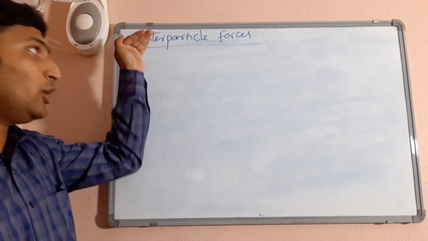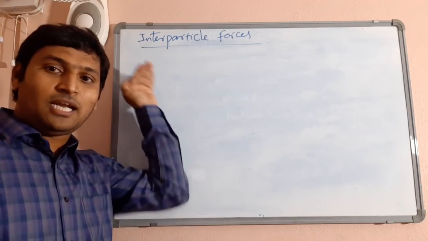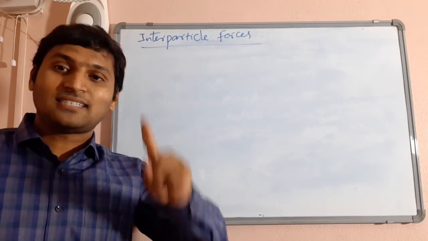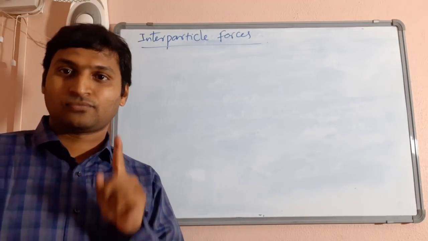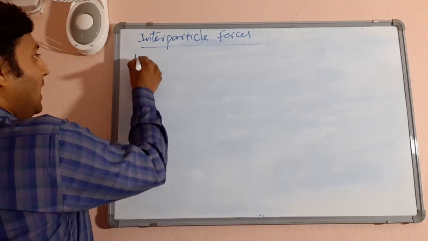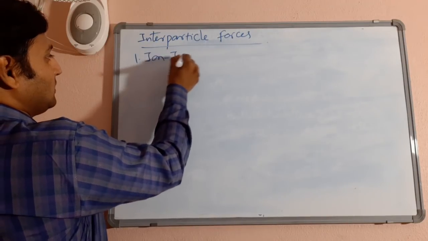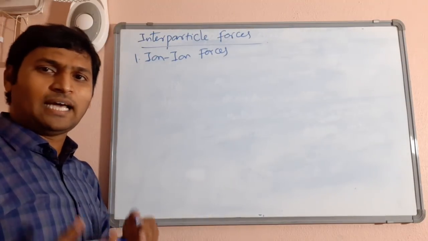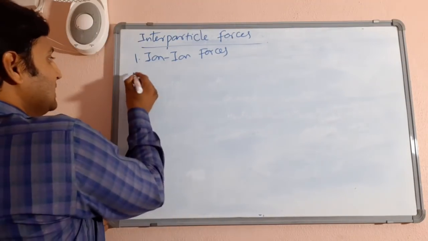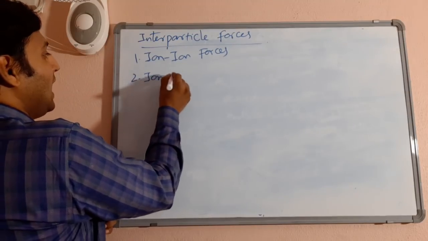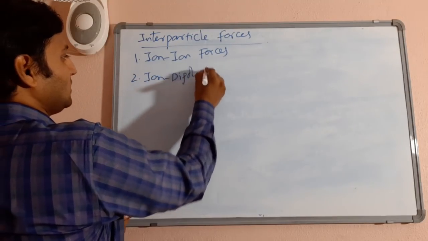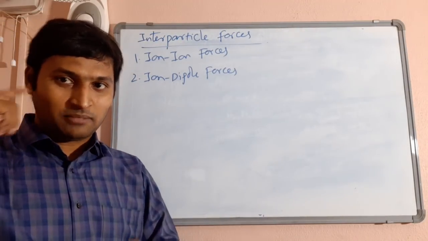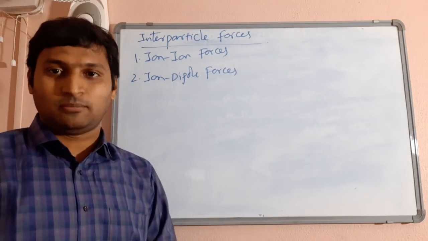Now, I am going to list out all the possible interparticle forces in substances in the decreasing order of their strength, starting from ion-ion forces, which will be present in ionic compounds and you call it ionic bond otherwise. Second one is ion-dipole forces. When do these arise? We will be discussing in detail about them under the concept of solubility, which comes next.